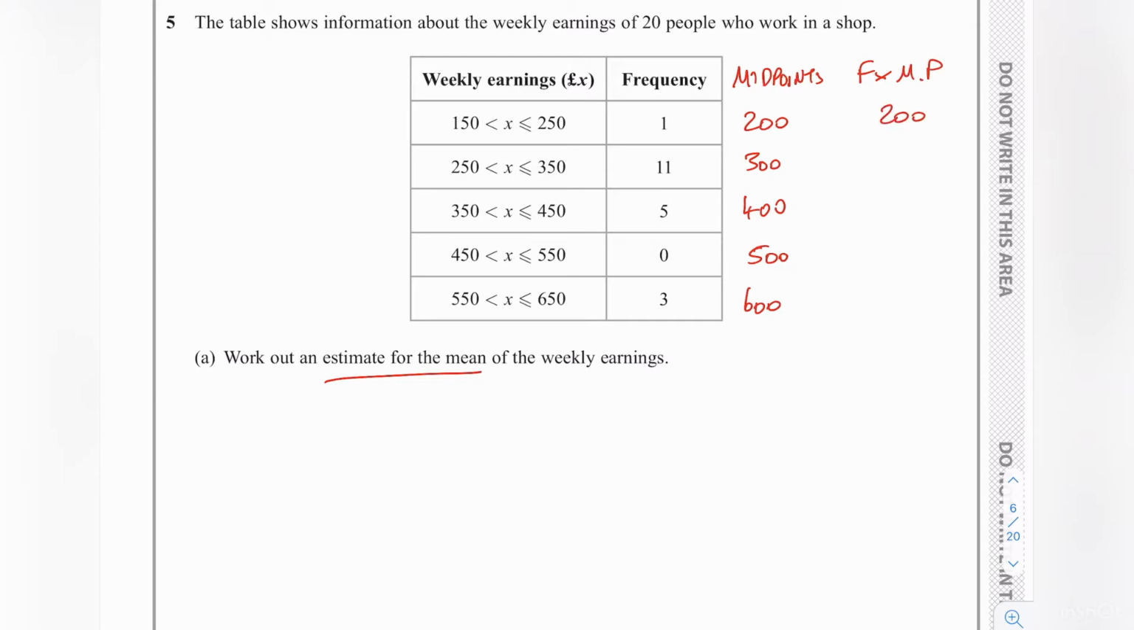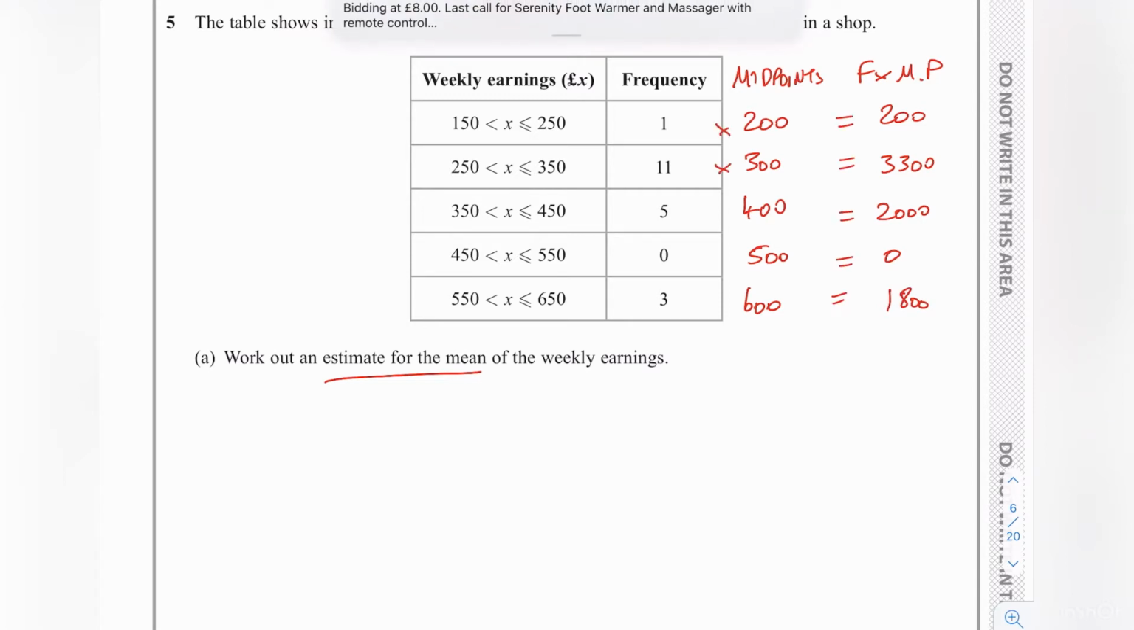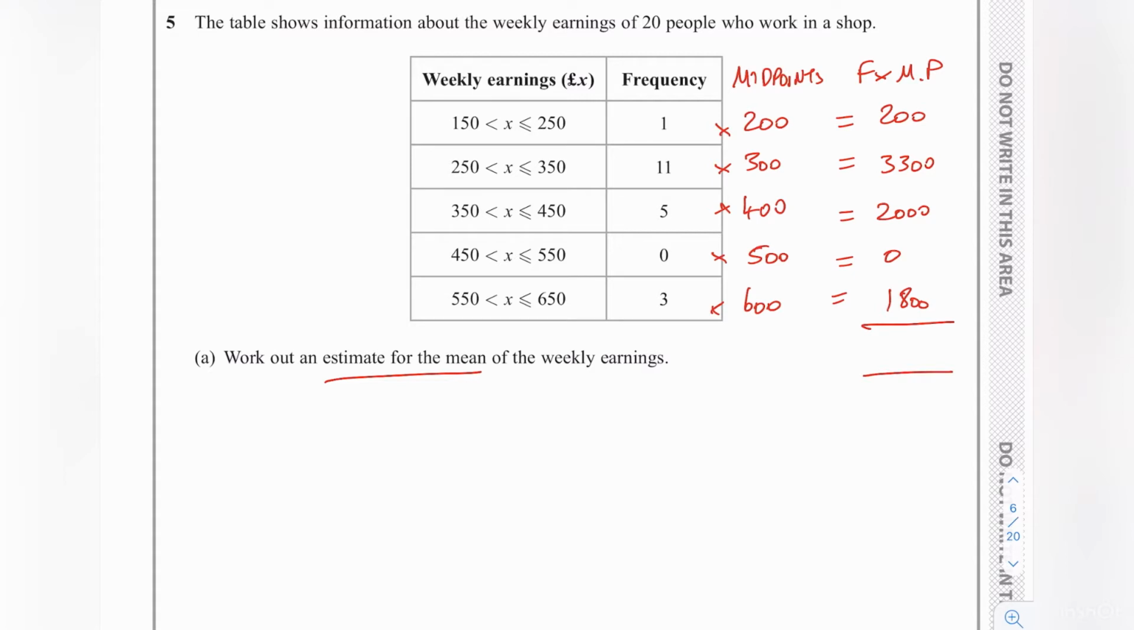200, 3,300, 2,000, 0 and 1,800. So we've multiplied our frequency by our midpoint. Now we can total up our frequency times midpoint column, and that gives us 7,300. We know that there was a total of 20 people.